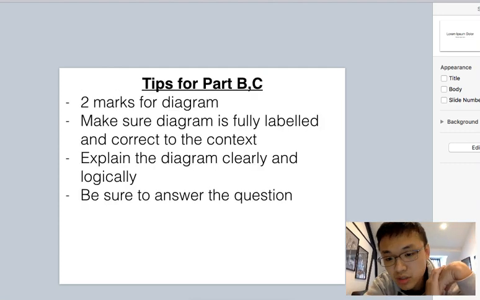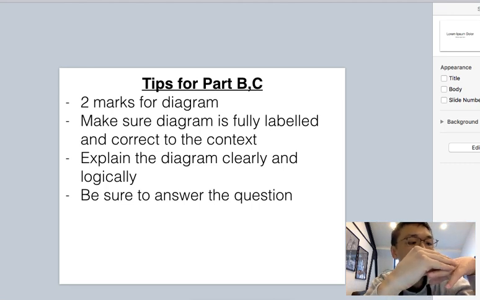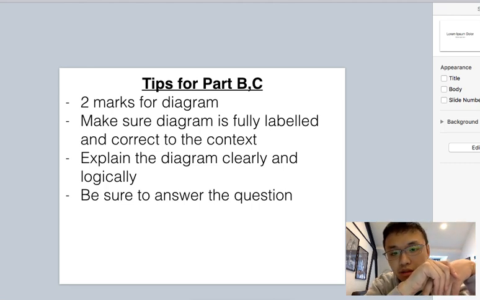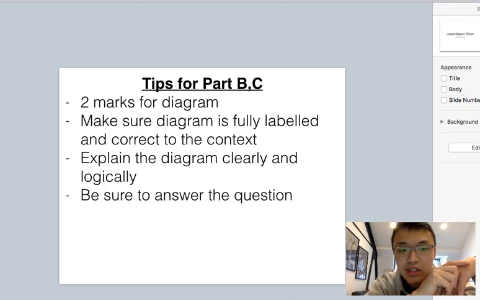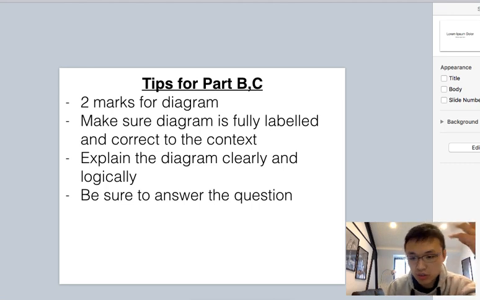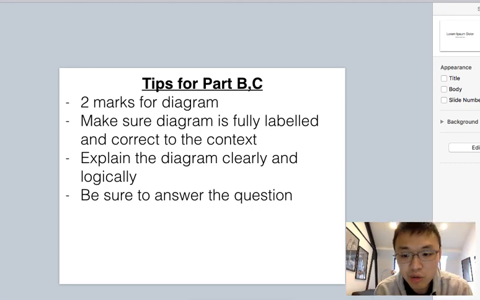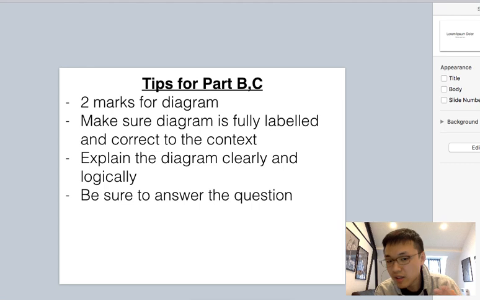Now, part B and C, most of the time part B and C will involve a diagram. Okay, so the diagram itself is worth 2 marks. So you need to make sure your diagram is fully labeled and correct to the context. So I'll explain to you what I mean in an example later. Okay, and then you need to explain your diagram clearly and logically, and you need to be sure to answer the question. If you do all of these things, you'll get 4 out of 4. Okay, so I'll show you an example.